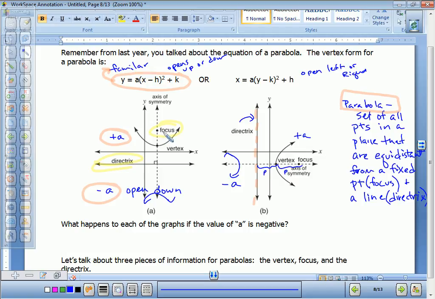We're talking about them in terms of the focus and the directrix. So if our parabola opens up like this, we obviously have a positive A. If it opens down like this, we have a negative A. So what's new is the one that's open left or right.